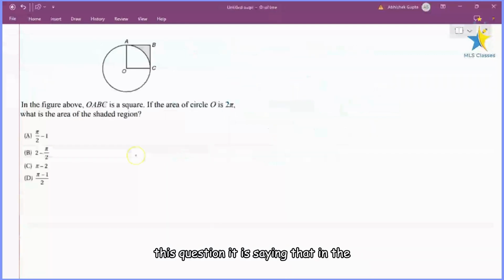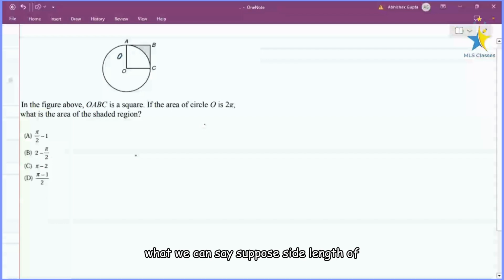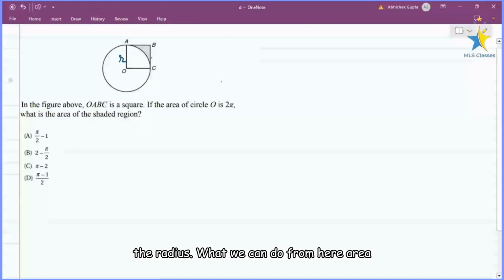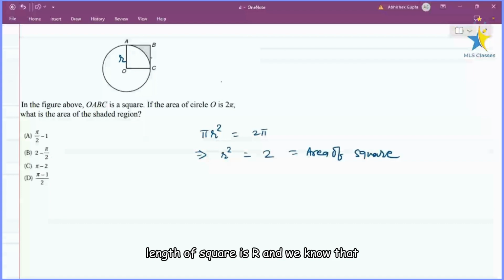Moving to the next question. In this question it is saying that in the figure above, OABC is a square. If the area of circle O is 2 pi, what is the area of the shaded region? So since it is given that the area of circle O is 2 pi, we can say pi r square is equal to 2 pi. So from here r square equal to 2. That is the area of this square, because the side length of the square is r, and the area of a square is side length square. So r square equal to 2 is the area of the square, and we need to find the area of the quadrant.